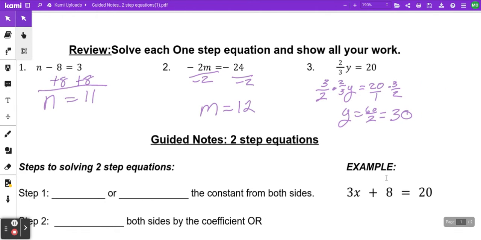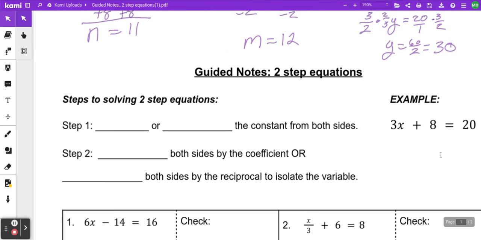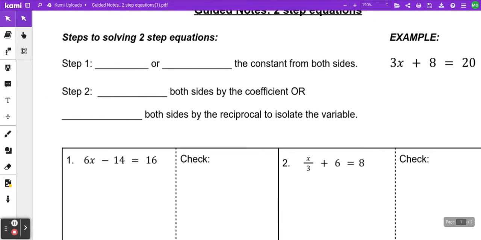And then yesterday, you did a video that had rationals. So you were supposed to multiply by the reciprocal, which means you just flip the fraction. So when I flip the fraction, I have 3 halves being multiplied to both sides. And then once you reduce, or you could have done cross reduction, so you only had to take 10 times 3 to get 30. All right, so let's go into our guided notes now.